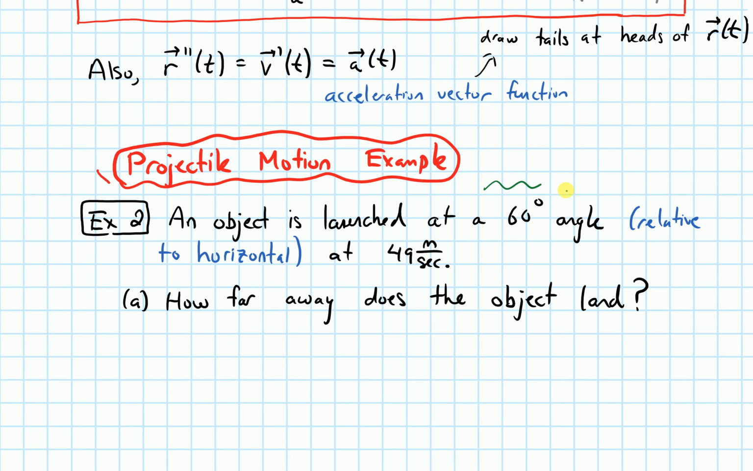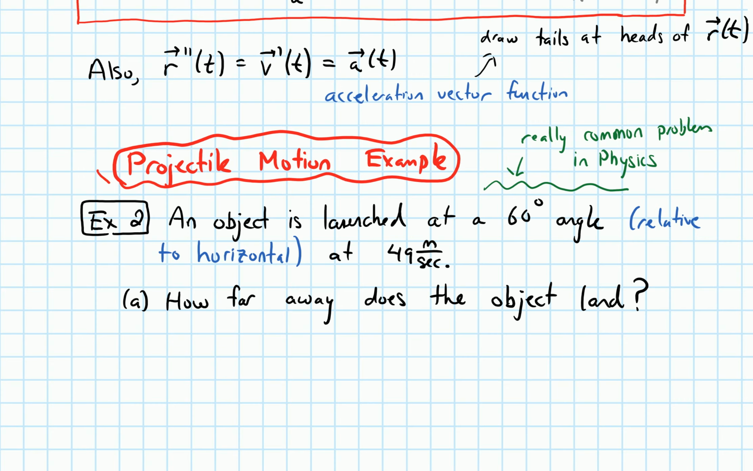So questions like this are really common problems in physics, specifically when you talk about mechanics. If you've taken physics before, you may have already answered problems like this, and typically you do that by breaking things down into the x direction movement and the y direction movement. We're going to do so holistically, considering both of those together using vector functions. So how far away does the object land?